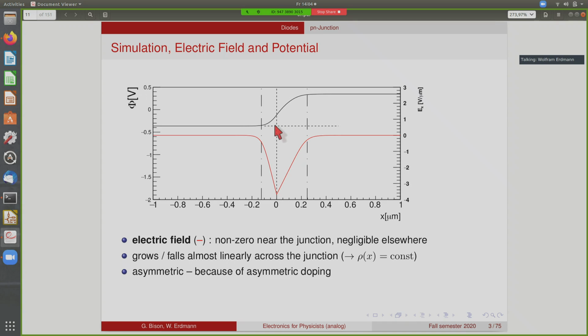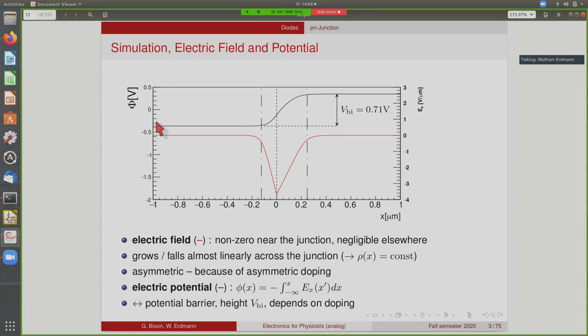You will also see that the whole thing is somewhat asymmetric, so it extends further to the right-hand side and less to the left-hand side, and this is because we have an asymmetric doping. In technical devices, the doping is often a lot more asymmetric, and that will also lead to very asymmetric junctions.